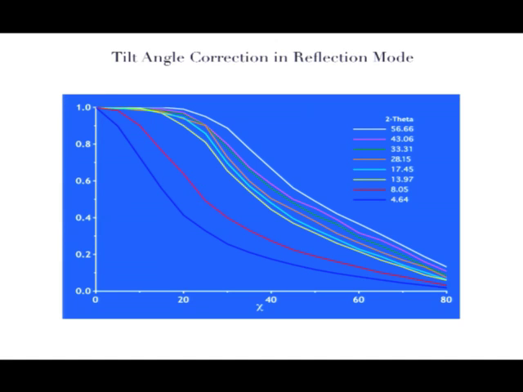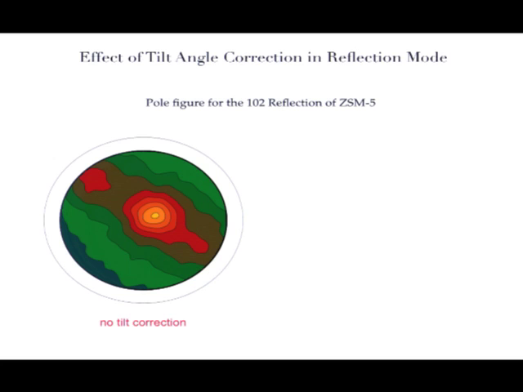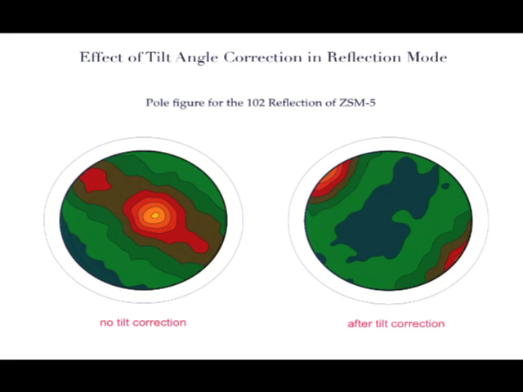So if you plot the intensity measured as a function of tilt angle at very small 2 theta, it is a rapid fall off of your measured intensity. So in order to get correct intensities, we will have to do a tilt correction of the measured intensity. And the effect of this is quite severe. If I have this pole figure from this particular reflection, with no tilt correction, I will get something like that. If I do a tilt correction, it will look quite different. So this is important that one does this tilt correction in reflection mode.